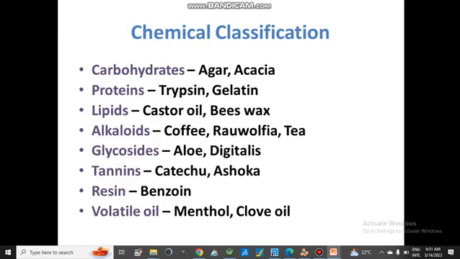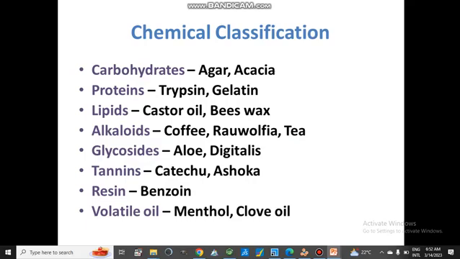Chemical classification. Chemical classification is based on type of chemical, or based on the compound which is present inside the drug. Like if the chemical is carbohydrate, the examples are agar, acacia. If the drug is protein in nature, then they will be included in proteins like trypsin, gelatin. If these are lipid in nature, like castor oil, beeswax.